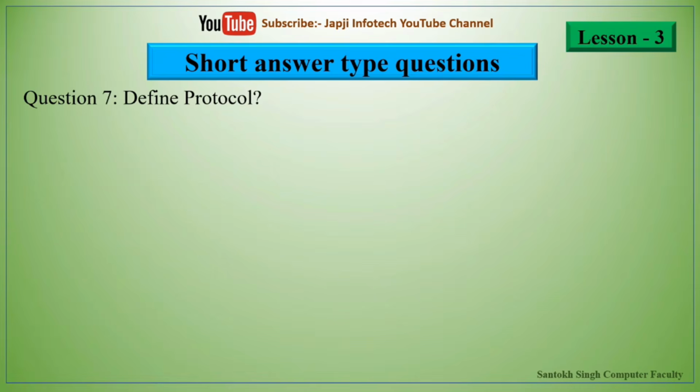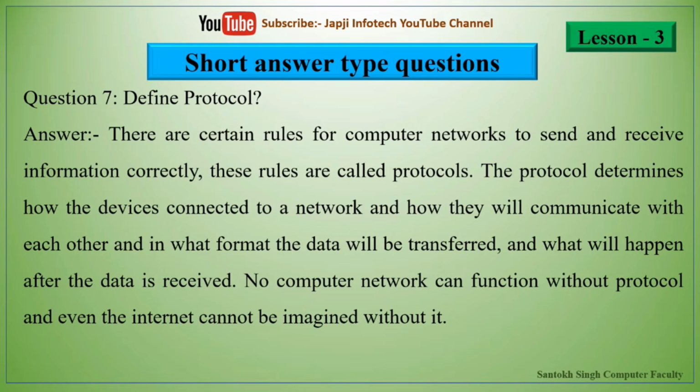So our seventh question is, define protocol. There are certain rules for computer network to send and receive information correctly. These rules are called protocol. The protocol determines how the device is connected to a network and how they will communicate with each other, in what format the data will be transferred, and what will happen after the data is received. So no computer network can function without protocol, and even the internet cannot be imagined without it.